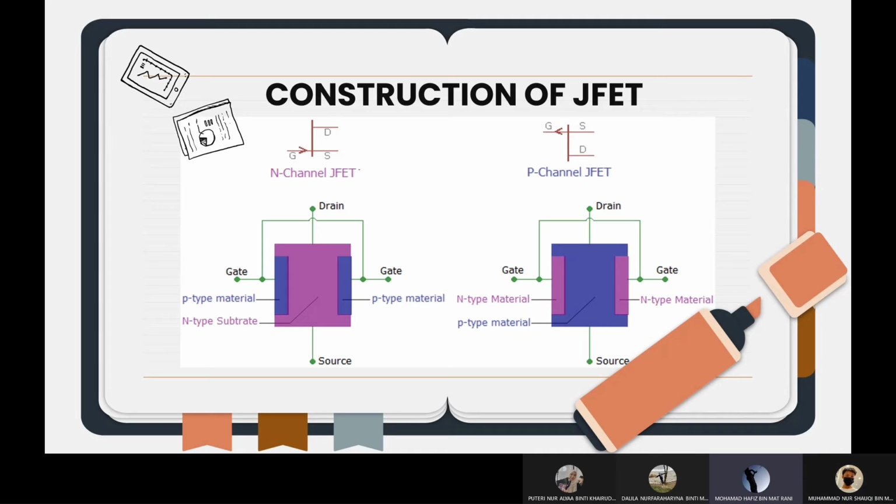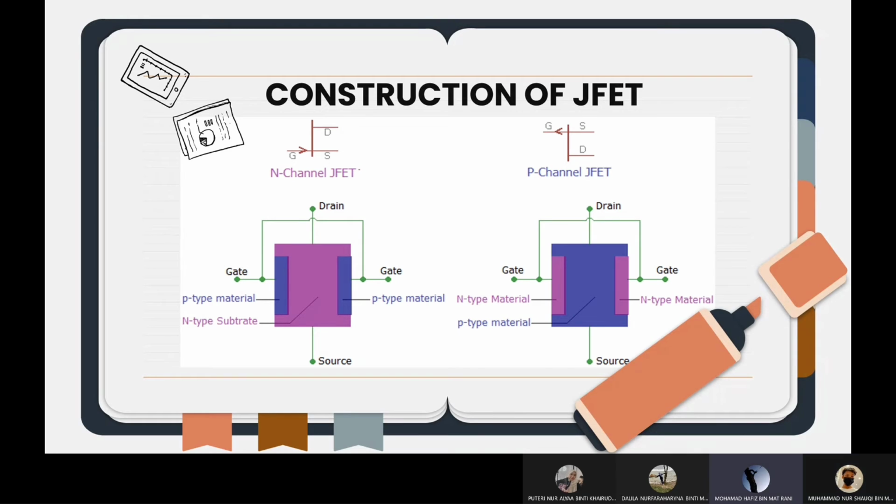Consider a sample bar of N-type semiconductor. It is called N-channel and it is electrically equivalent to a resistance. Okay, ohmic contacts are then added to each side of the channel to bring the external connection. Thus, if a voltage is applied across the bar, the current flows through the channel.